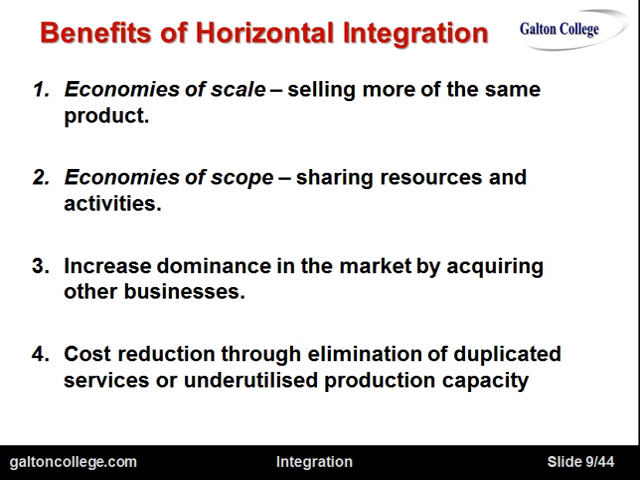There's also cost reduction through the elimination of duplicated services or underused production capacity. For example, if a number of businesses, say engaging in manufacture, were to horizontally integrate, then any slack on the usage of machines, for example, may be taken up by other parts of the business, other parts of the new integrated business. So there is the possibility of cost reduction, better sharing of premises and better sharing of transport, as I said earlier. So these are some of the benefits of horizontal integration.